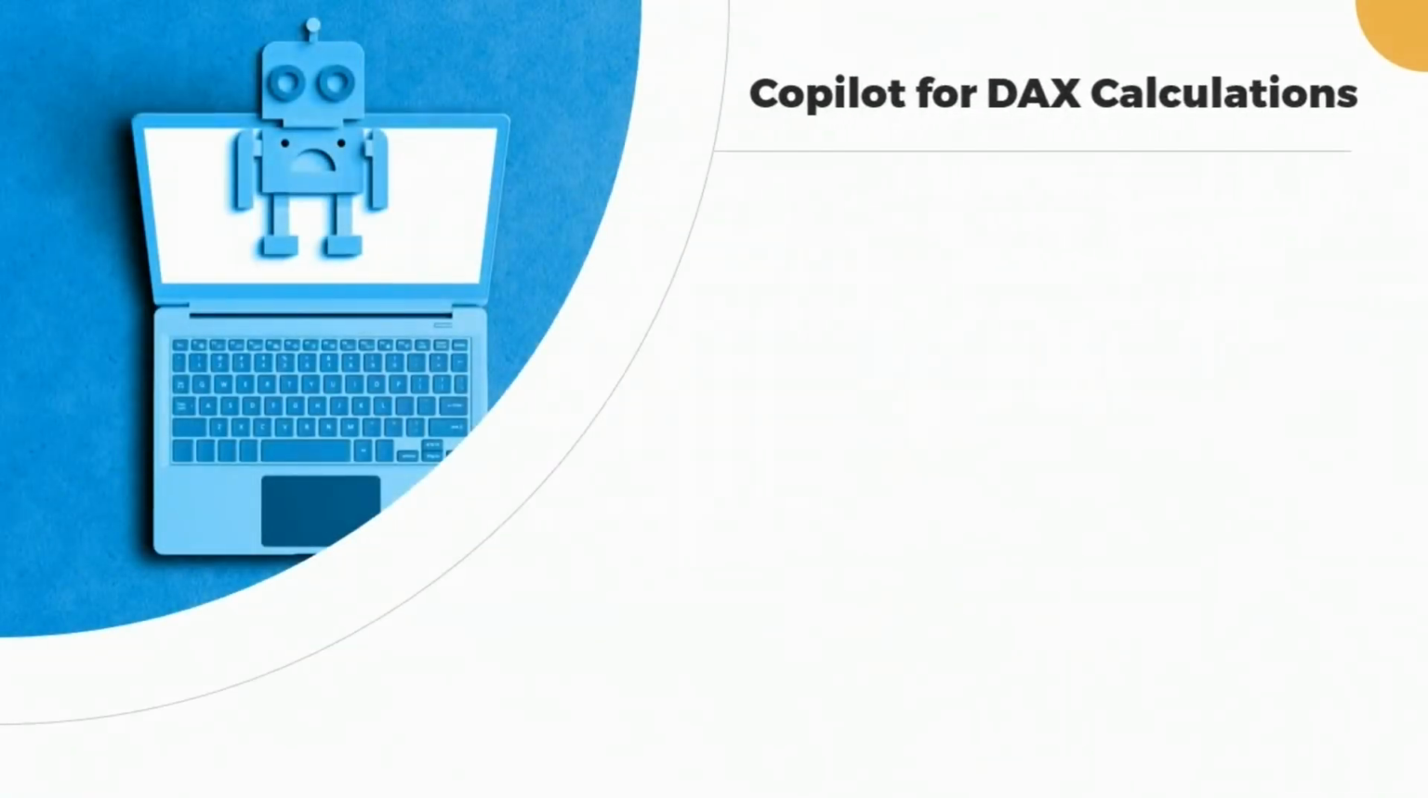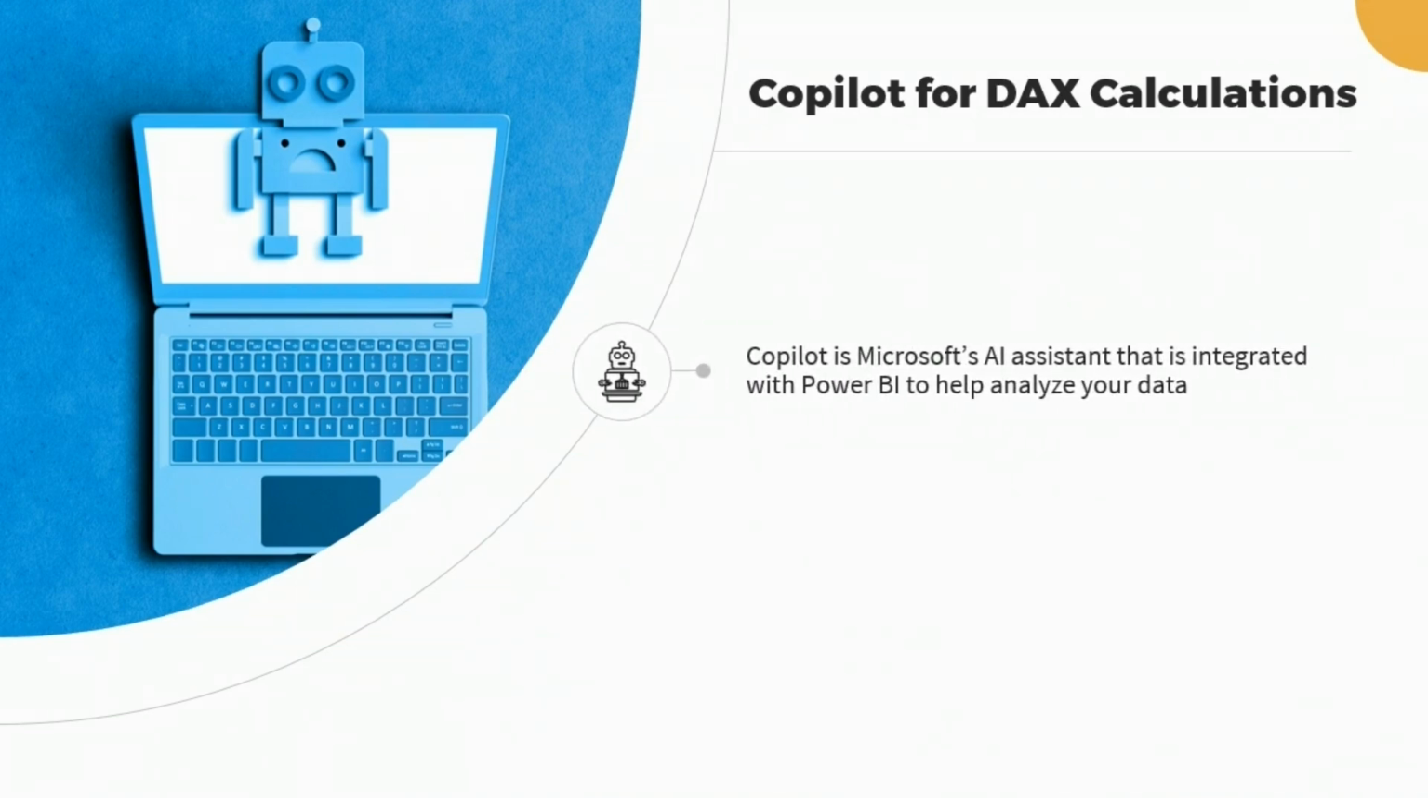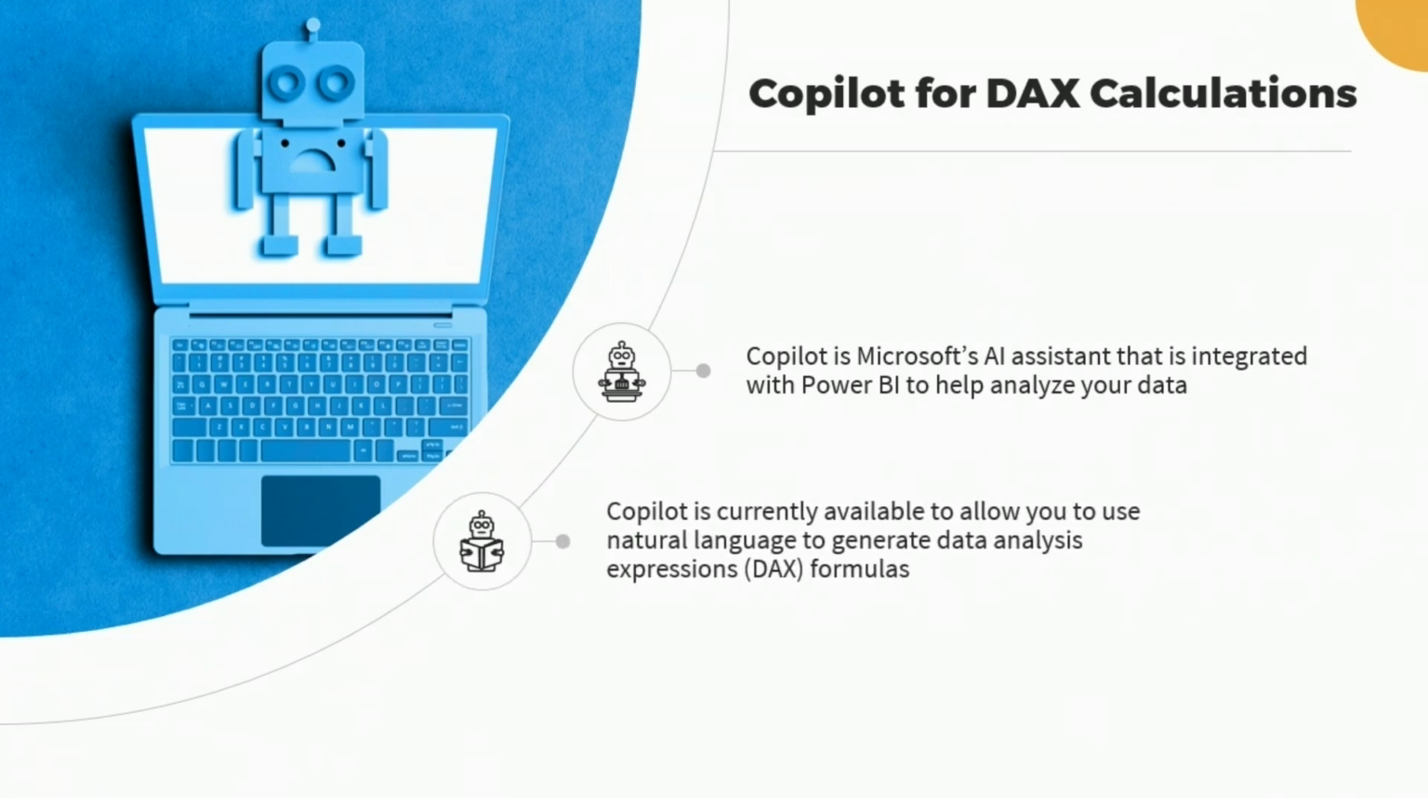And the last AI powered feature that we'll cover in this learning path will be Copilot for DAX calculations. Copilot is Microsoft's AI assistant that is integrated with Power BI to help analyze your data. Copilot makes available a whole host of features that are in private preview at the time of this recording, but what's publicly available is using Copilot to compute quick measures on your data. You can use natural language queries to generate DAX formulas to compute measures on your dataset.